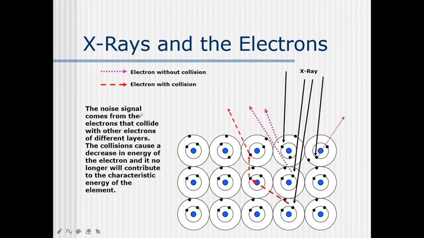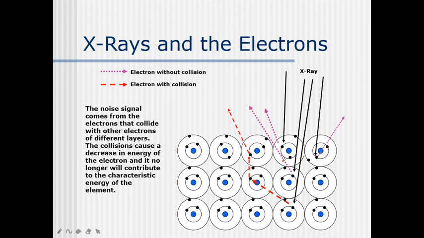The noise signal comes from the electrons that collide with other electrons. That is, these electrons are getting ejected, they again collide with some other electrons and then they are getting ejected out. Whereas these purple color electrons, they do not collide and they come directly out of the system and their kinetic energy can be properly analyzed.